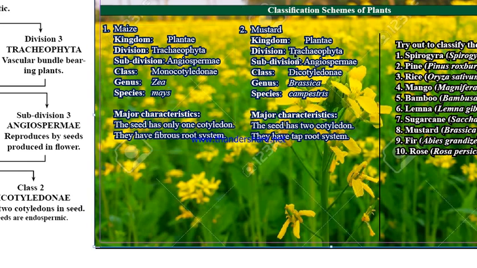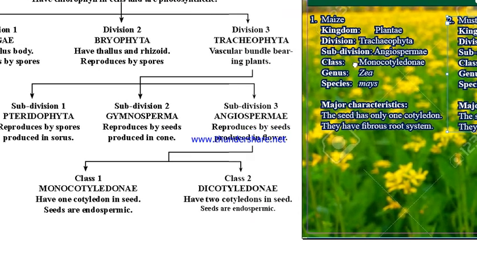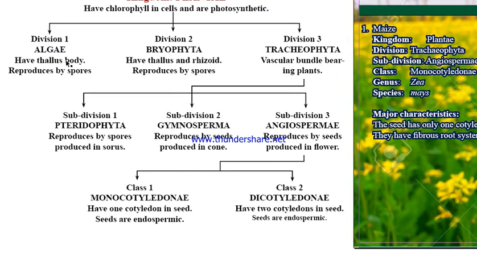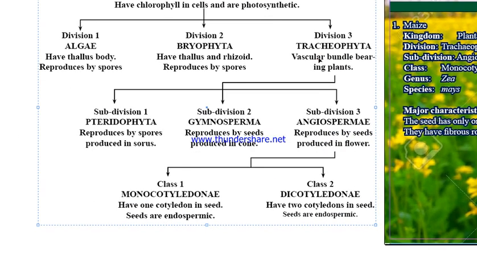Well, let us go through the next example, mustard. Mustard is also a plant, so it belongs to kingdom Plantae. Division, let's see. Mustard, does it have thallus body? No. Does it have thallus and rhizoid? No. Does it have vascular bundle? Yes. So division Tracheophyta. Mustard belongs to division Tracheophyta. Now let us go through division Tracheophyta. There are three subdivisions: Pteridophyta, Gymnosperma, Angiosperma.